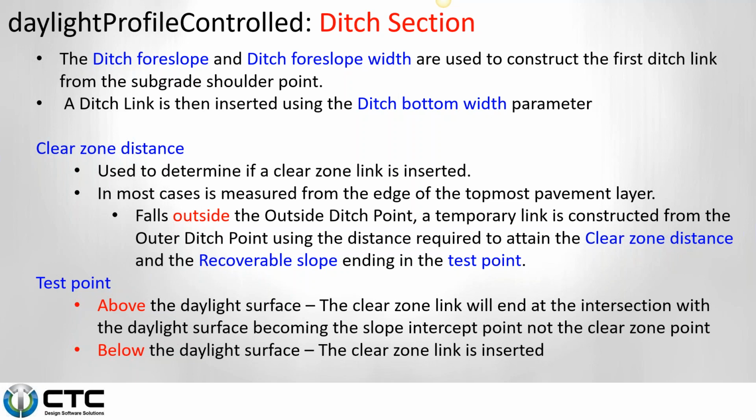If it falls outside the outside ditch point, a temporary link is constructed from the outer ditch point using the ditch required to obtain the clear zone distance and the recoverable slope ending in the test point. The test point, again, above the daylight surface, the clear zone link will end at the intersection with the daylight surface, becoming the slope intercept. And if it's below, the clear zone link is inserted.